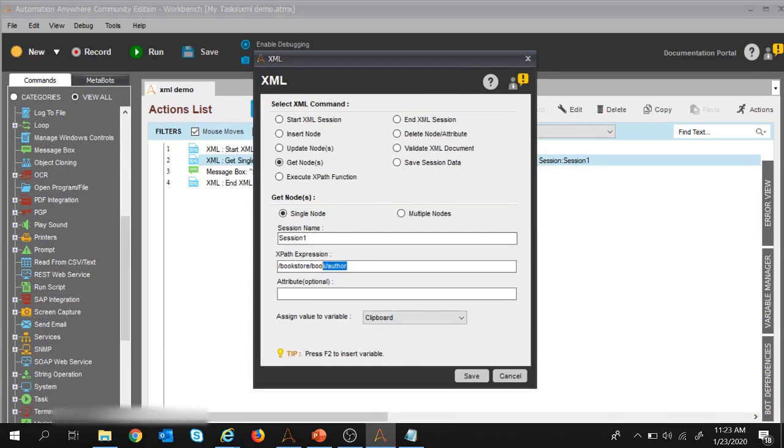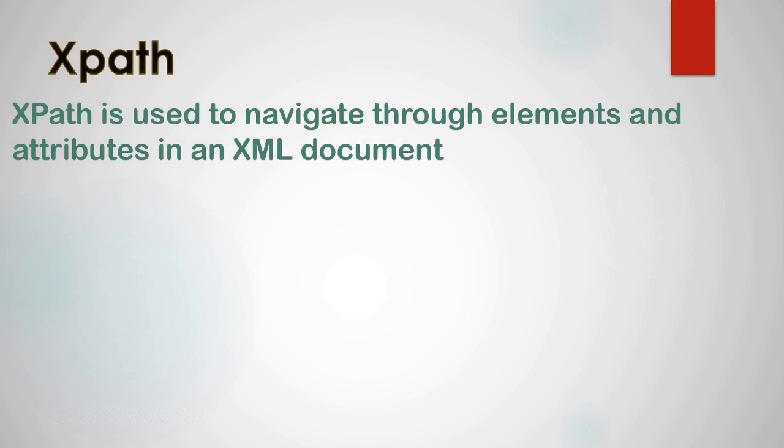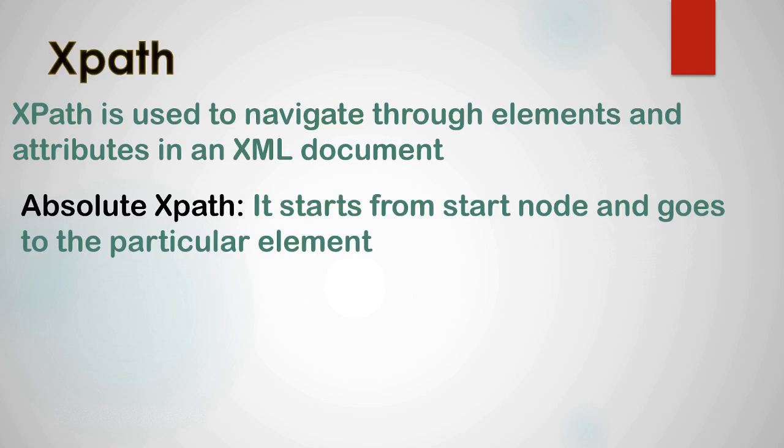Here the XPath which we have added is the absolute XPath. But we have two types of XPath. Let me show you. The first one is absolute XPath, which we have added just now, and it starts from the start node and goes to the particular element. In our case, it started from bookstore, which is the start node, and went to the author.